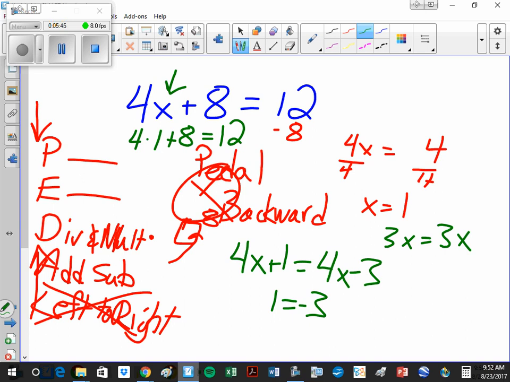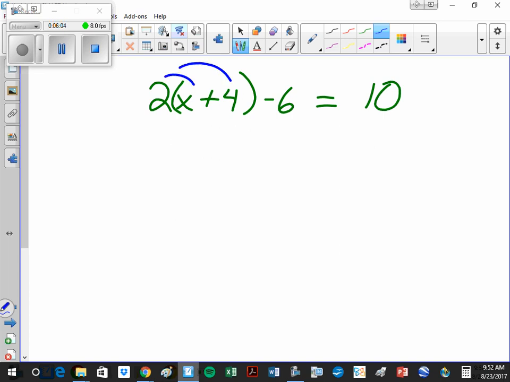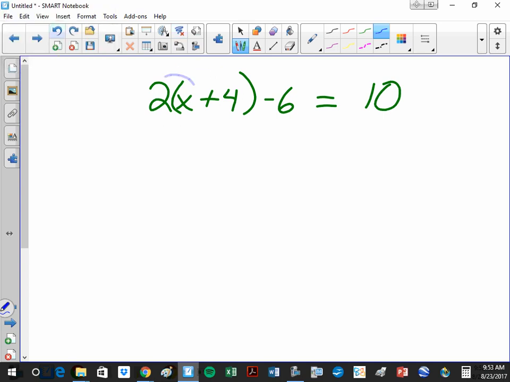So, let's make this a little bit more complicated. 2x plus 2 times x plus 4 minus 6 equals 2x plus 8 minus 6. So we have two options here. We could either distribute the 2 and then simplify and then move everything over, or we could just work with the order of operations. What operation is first?